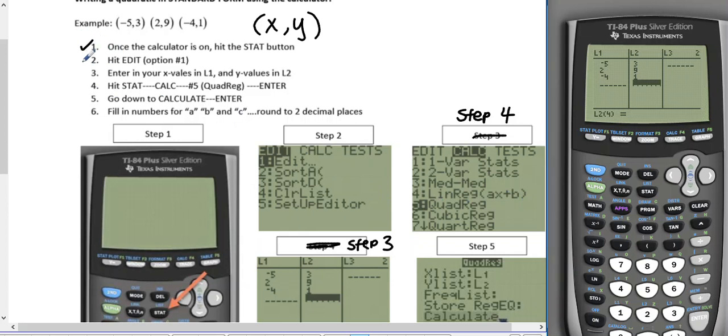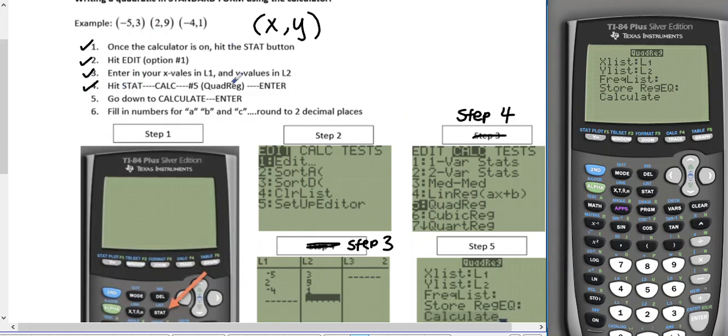So I've done step 1, step 2, step 3. Step 4 says to hit stat, then go to calc, and we want option number 5. So we're going to hit stat again, arrow over to calc, and then option number 5 says QuadReg. Remember, we are writing equations for quadratics, so that's why we want option 5. Hit enter. Okay, so we did step 4.